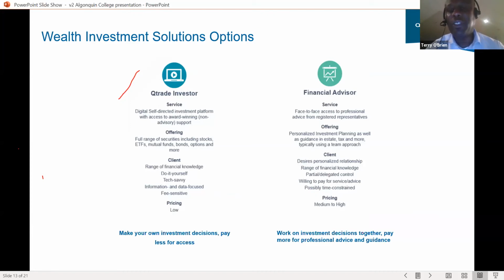Financial advisors work with you as a client, and they give advice tailored to your goals and objectives. Financial advisors also do financial planning and cash flow analysis. So they give a tailored, customized, more hand-holding, more face-to-face service. They're giving you their expertise in order for you to meet your goals and objectives. And because of that, there's a medium to high price to have a financial advisor working with you.